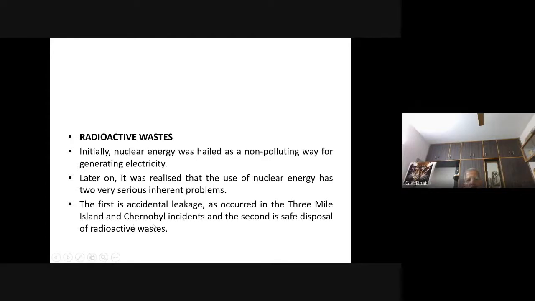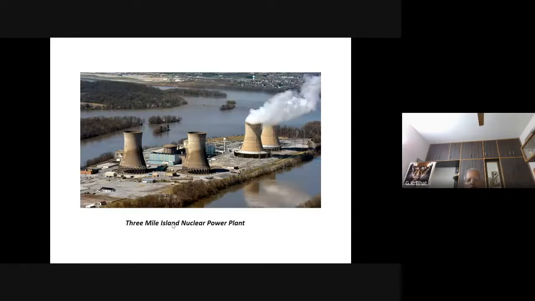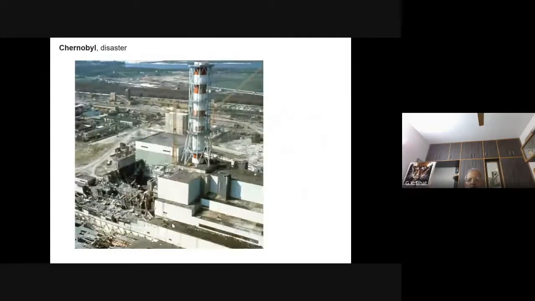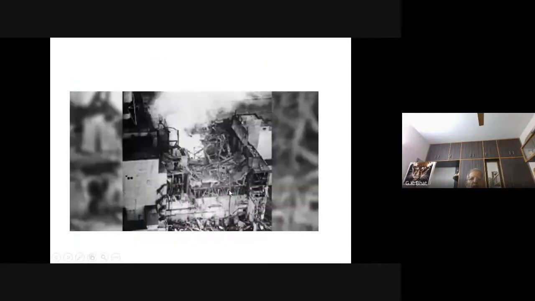Three Mile Island and Chernobyl incident. Chernobyl, you might have heard recently in the Ukraine war, is in that particular place. They see that there is again a leakage of radioactive elements. So this is the Three Mile Island nuclear power plant, and the leakage from here has affected several thousands of people. I don't want to go through that. Then this is the Chernobyl disaster. Look at what has happened there. This has made the people suffer.